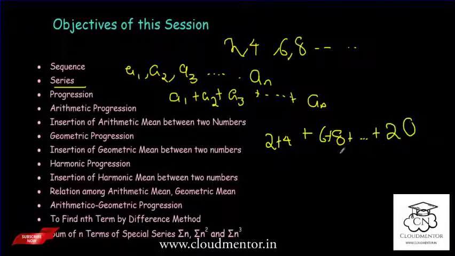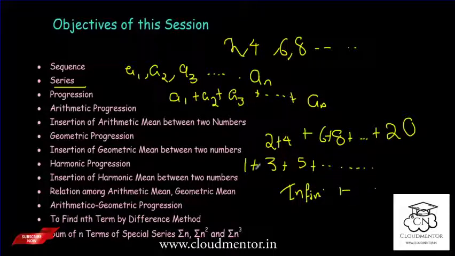Okay, for example, the series 2 plus 4 plus 6 plus 8 plus etc. up to 20. Okay, it's a finite series here. There is a limit for the numbers in the series. And if we write 1 plus 3 plus 5 plus etc. and so on, this is a type of infinite series. There is no end for this series. This is an infinite series. Okay, now the next term is the progression.